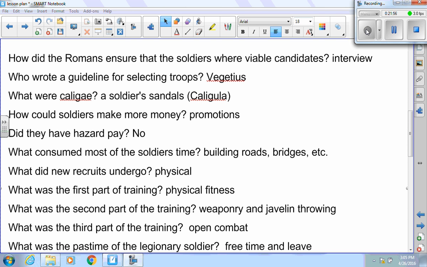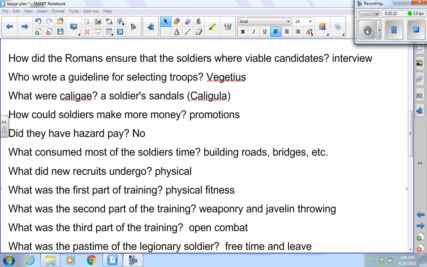How would soldiers make more money? Only through promotion. Did they receive hazard pay? No, they did not. They did not receive anything. What consumed most of the soldiers' time? They built roads and bridges, etc. What did the new recruits undergo? Physicals. They made sure that they had teeth. If you didn't have teeth, you couldn't be in the Roman army.